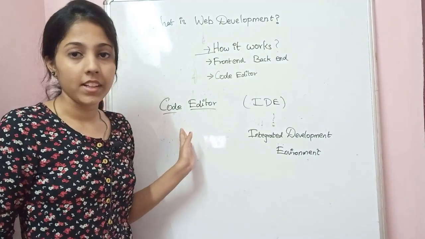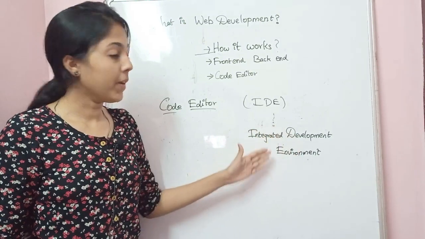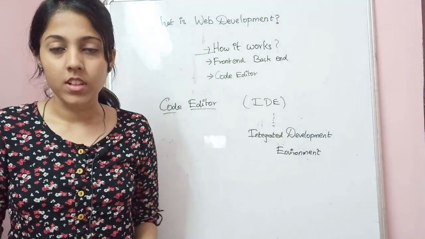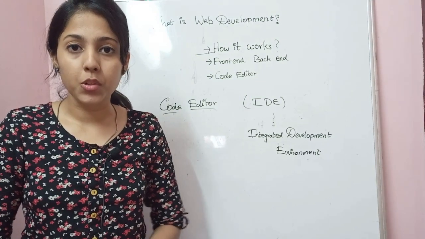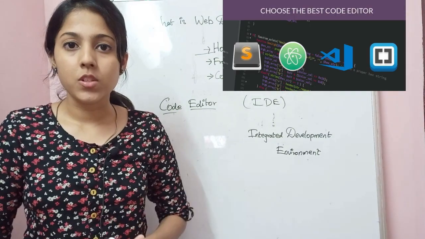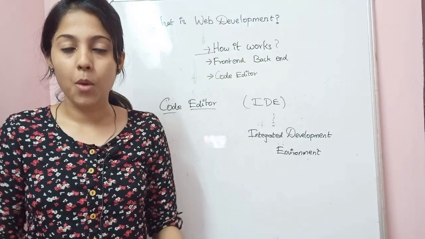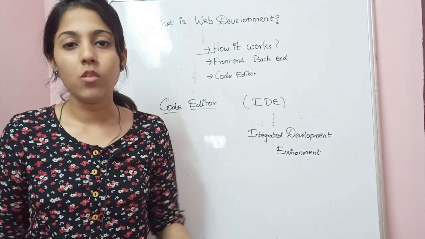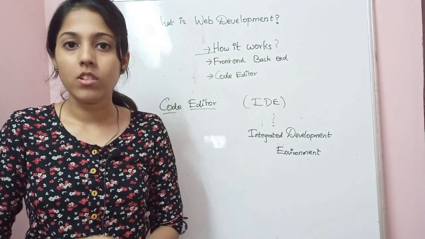Third one is code editor, that is IDE, Integrated Development Environment. A code editor is something where you will write your code. There are many code editors like Visual Studio Code, Sublime Text Editor, Atom. My recommendation is Visual Studio Code because many top users use Visual Studio Code. If you have not yet downloaded it, you can download it now and start writing your code.